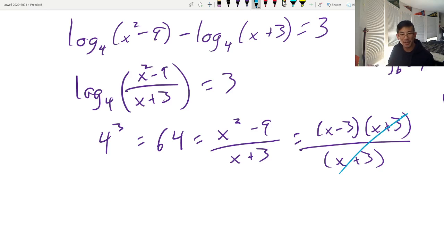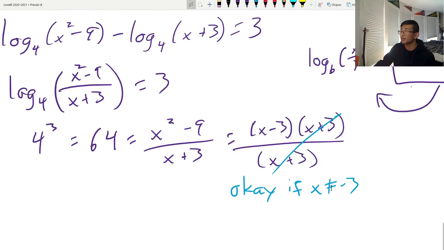Now, let's go back to what I just said. We might lose solutions when we do this. And so this is only okay to do if x is not negative 3, because we can't divide by 0. That's what you would be doing if you allowed this. And so we have to make sure that x is not negative 3. So before we go further, let's actually check this.